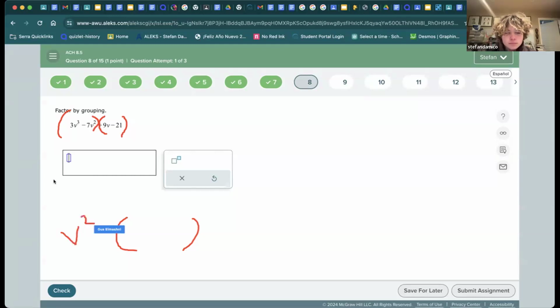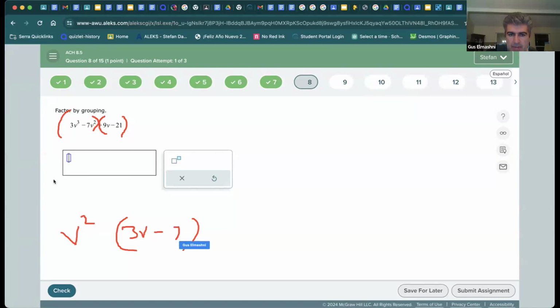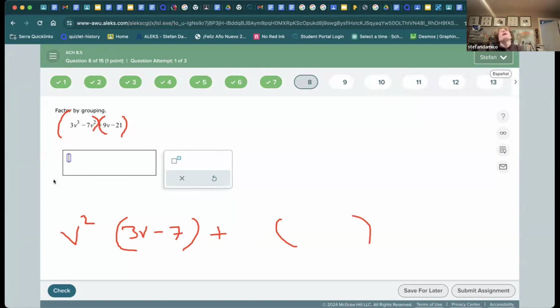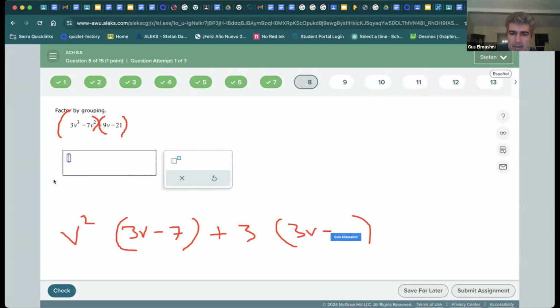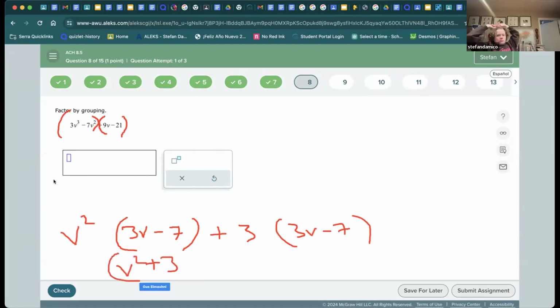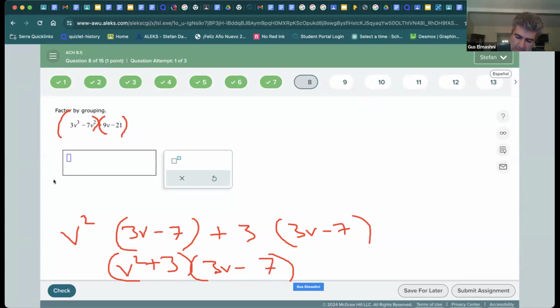So then you leave behind a V here, and you took all the V's from the second one. Plus, 9 and 21, what do they have in common? Three. Yeah, you're right, it is three. And it's 3V minus 7 again. So it's V squared plus 3 times 3V minus 7. There you go.